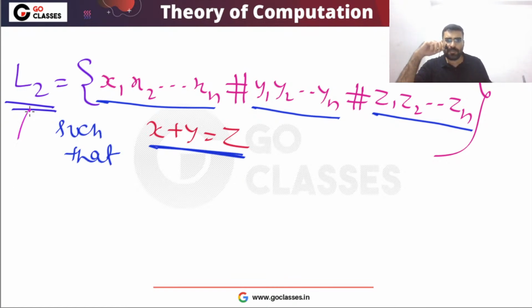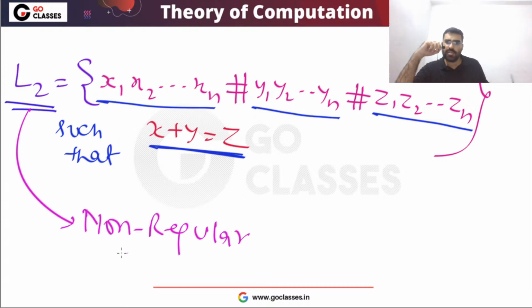After some time, using the pumping lemma, we will prove it. Don't worry about it. Using the pumping lemma, using the Myhill-Nerode theorem, we will prove it after some lectures. We will see this in our GO Classes Theory of Computation lectures. We will see that this is non-regular.